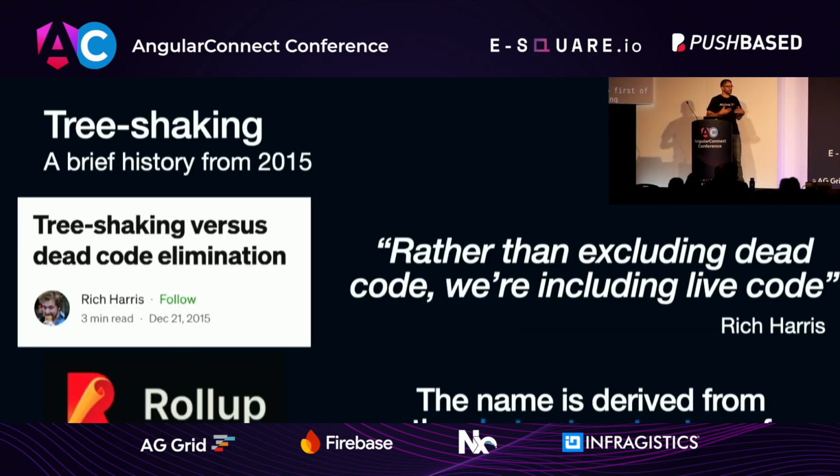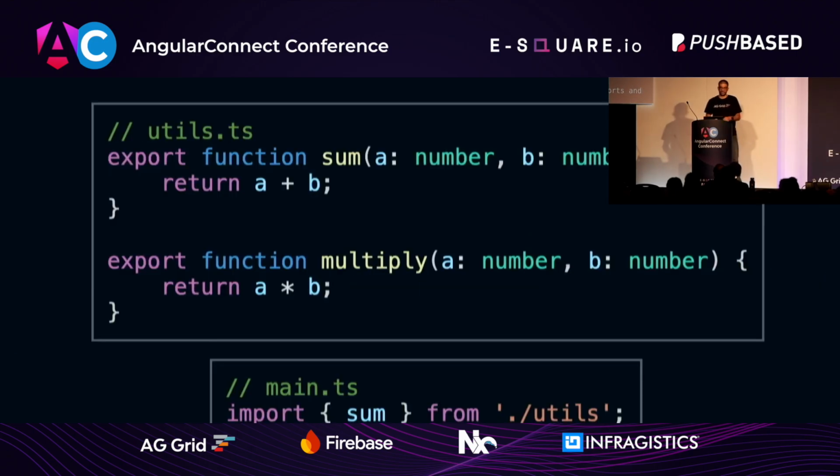So the term tree shaking wasn't around until about 2015, where Rich Harris, the creator of Svelte and also Rollup, came up with this idea of rather than excluding dead code, we're going to include the live code. So we start at our entry point and we see, following this abstract syntax tree, what does the code need? And I'm going to keep all the things that it imports and touches. And that's going to be what ends up in our bundle.